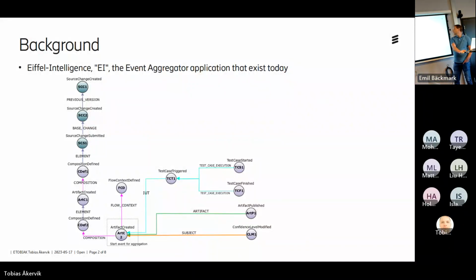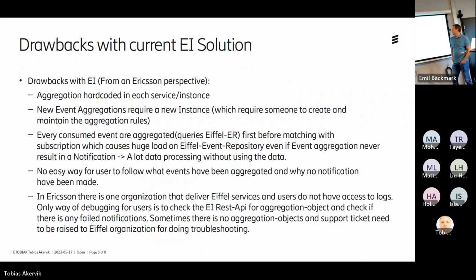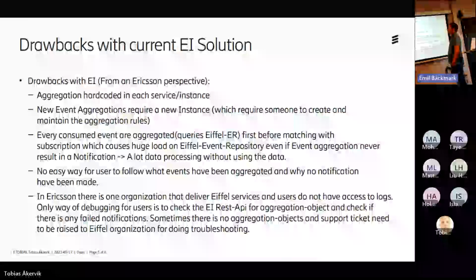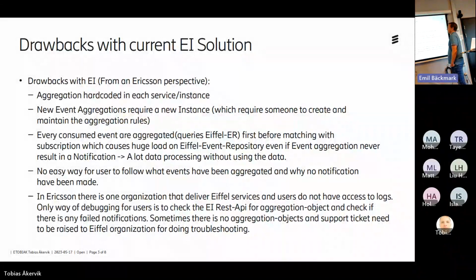As I mentioned, the drawback with Eiffel Intelligence is that it's hard coded in the instance or the service. If you want a new rule, you need to restart it or start up a new Eiffel Intelligence with the new rules. And for every event it consumes, it does this aggregation, querying Eiffel ER, which puts load on ER depending on how many events you have in your system.